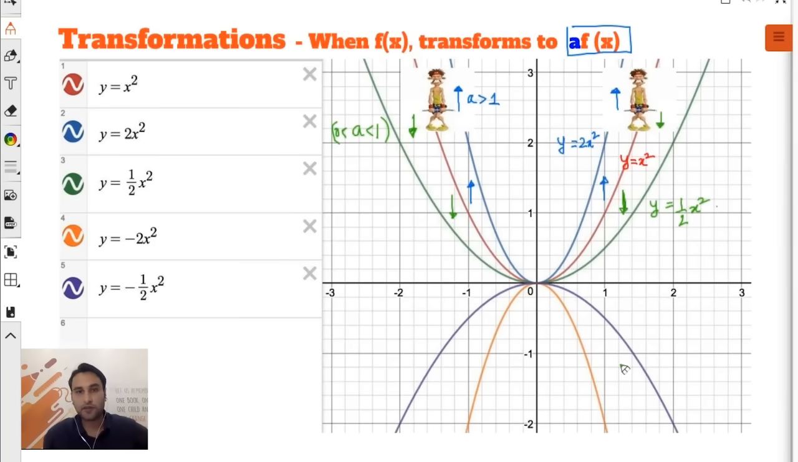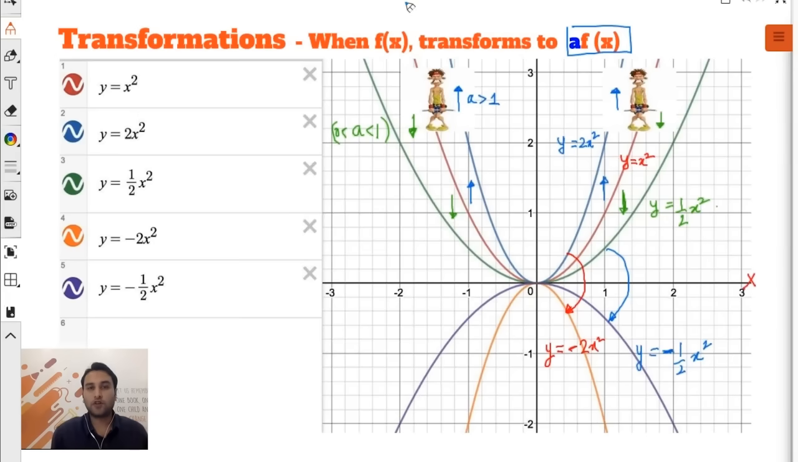Now what will happen if I invert the graph? Let's see. If the blue graph is inverted, or mirror image with respect to the x-axis, this graph will be, if this is the 2x square blue graph, this orange, which is its mirror image, will be minus 2x square. And what is this? Its mirror image will be y is equal to minus half x square.